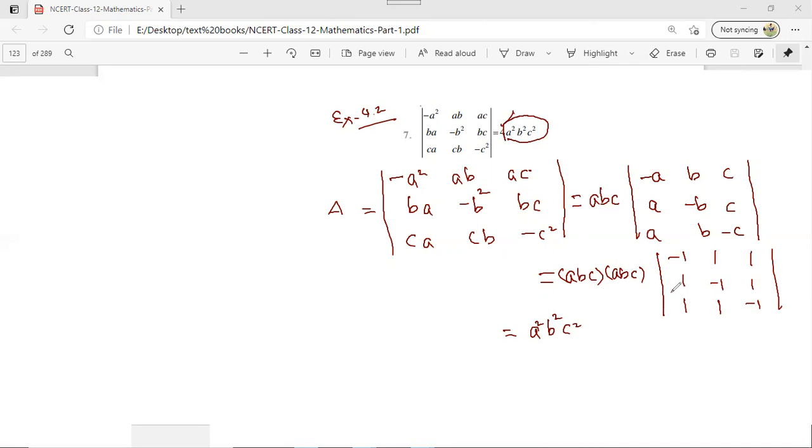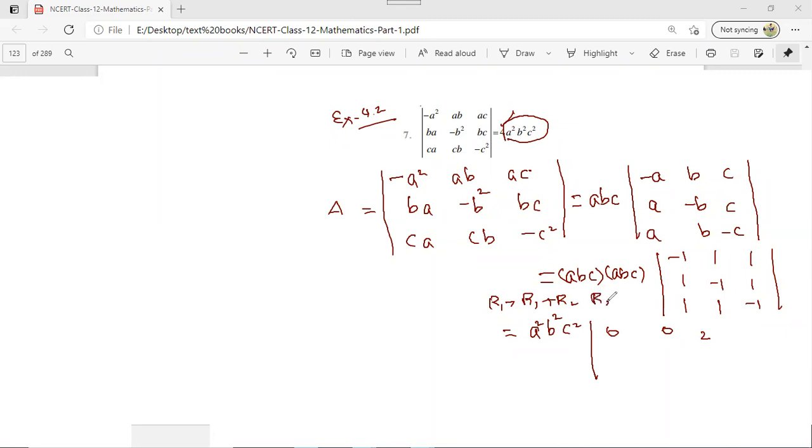If we add R1 plus R2, then minus 1 plus 1 we get zero, 1 minus 1 zero, 1 plus 1 2. Okay. Then we can add R2 plus R3 also, and two more zeros we will get.